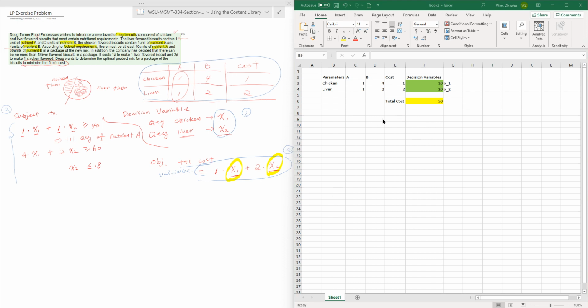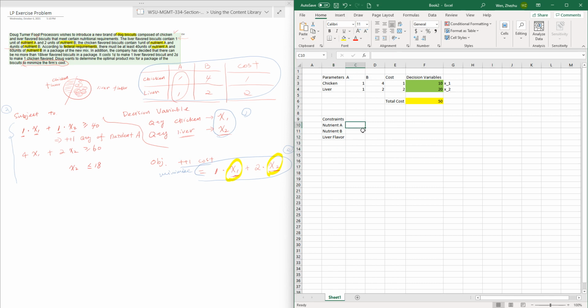I think the last step is to figure out what the constraints are. We talked about three different constraints: number one, the nutrient A constraint; number two, the nutrient B constraint. Let me go up here to fix this. We also have a constraint for liver flavor. It's the only constraint added to liver flavor. There's no constraint over the chicken flavor.